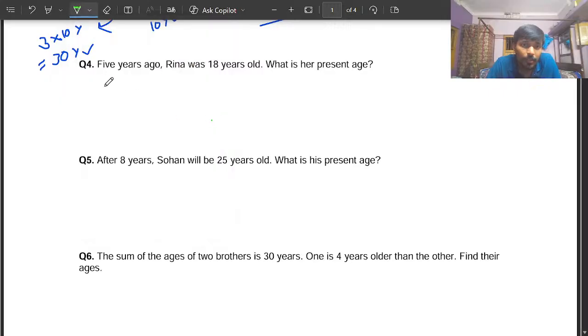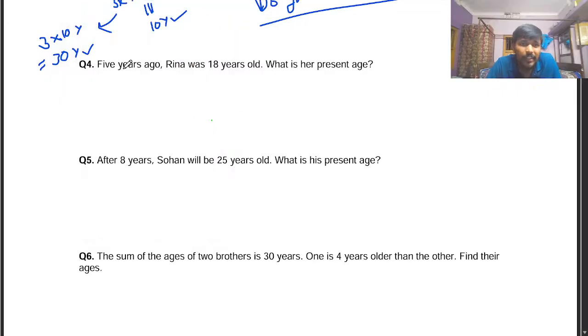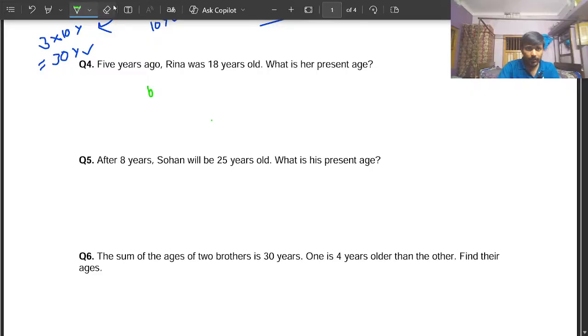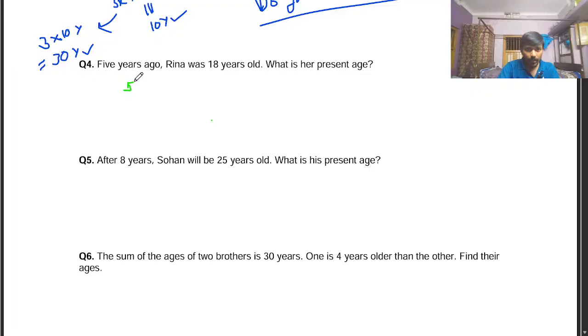Okay. Now find, 5 years ago Rina was 18 years old. What is her present age? 5 years ago, Rina was 18 years old. So this is 5 years ago, age of Rina. Rina's age was 18 years.